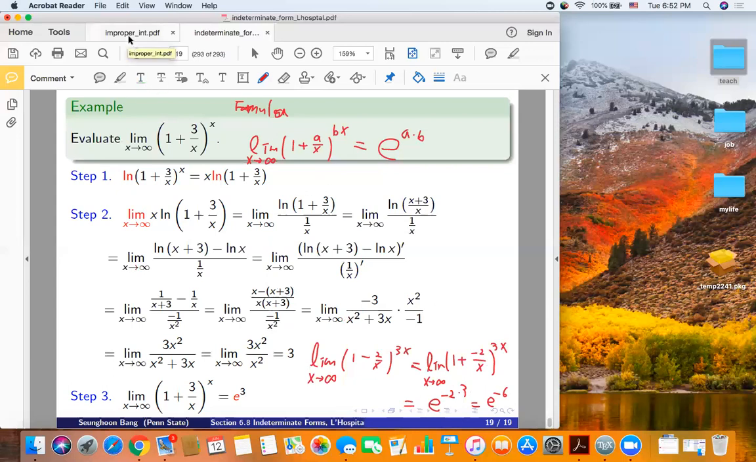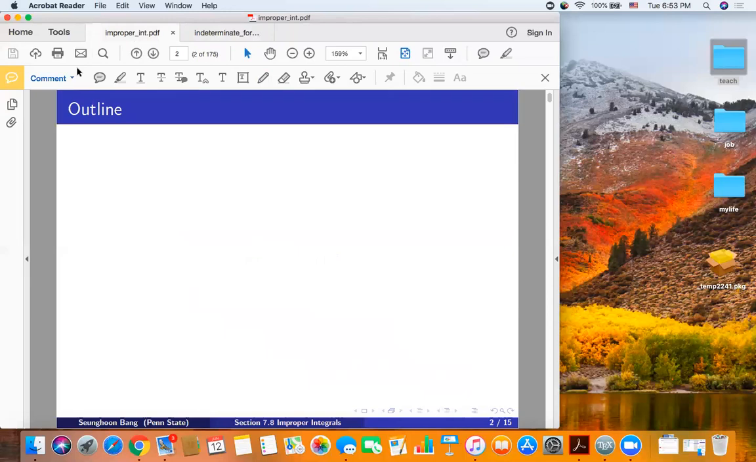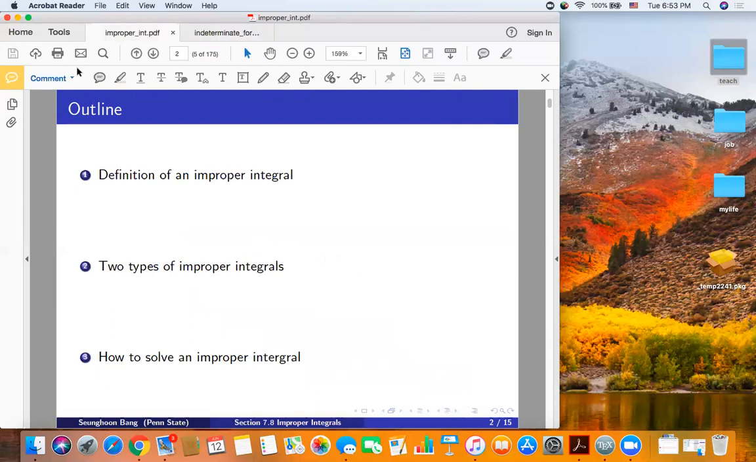So this is section 6.8. Next, we think about section 7.8, the improper integrals. Here is our outline. First, I'm going to talk about the definition of an improper integral. Second, I can talk about two types of improper integrals. Third, I can show how we can solve an improper integral.